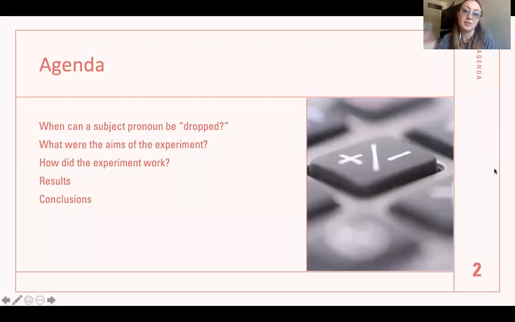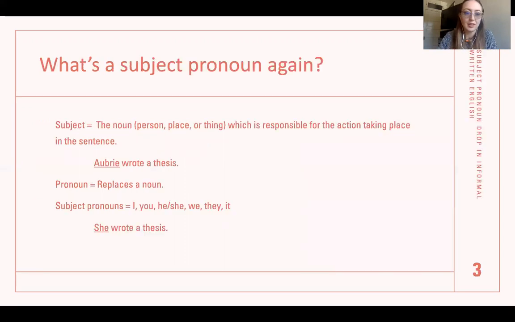So first, we will spend some time reviewing what a subject is, what a pronoun is, and looking specifically at when and which pronouns can be dropped in this informal setting in a casual style. And then we'll take a look at the experiment and the results.